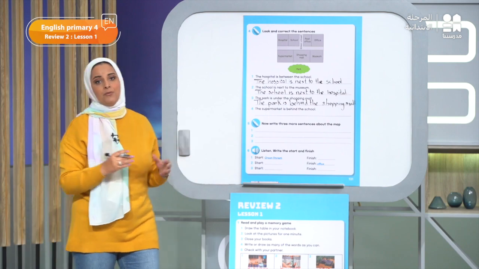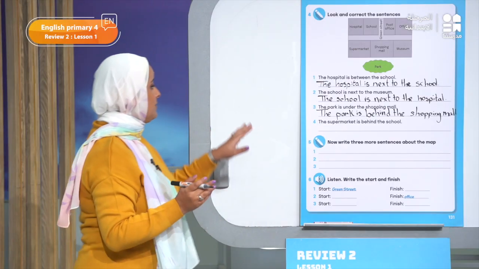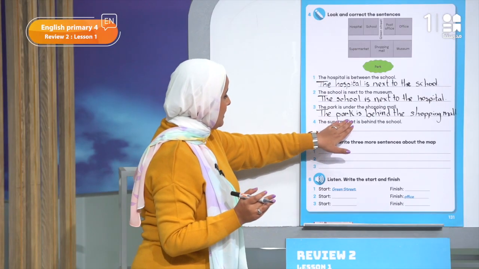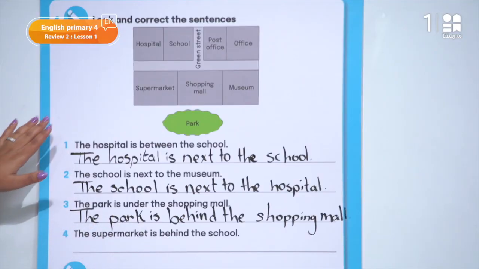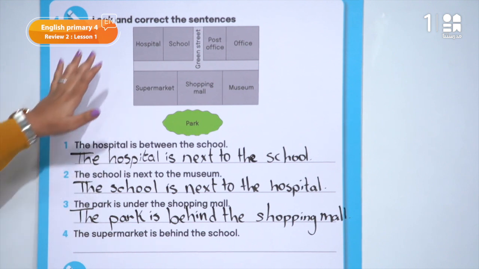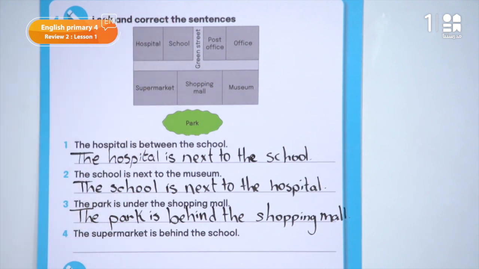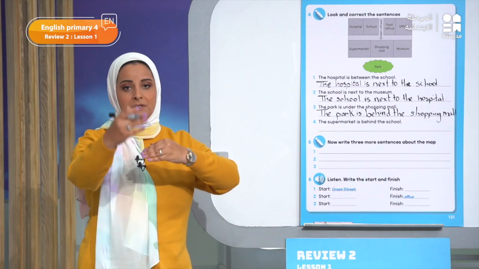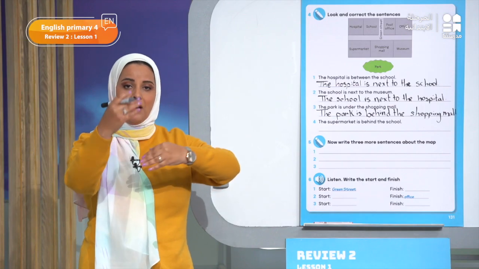Let's look at number 4. Number 4 says the supermarket is behind the school. السوبرماركت ورا المدرسة. لو كان هيكون ورا المدرسة كان هيبقى هنا في الجزء ده. So the supermarket is not behind the school. The supermarket is opposite the school. يعني ايه opposite؟ يعني on the other side.